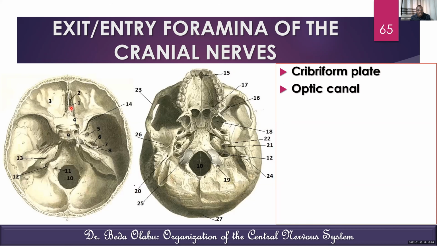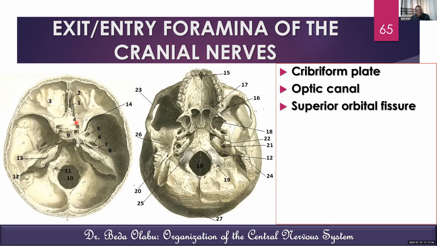Then we have the optic canal, labeled 4. The optic canal is the path where the optic nerve will pass through. The optic nerve is the second cranial nerve. So it comes from here, going to the eye. The olfactory one was passing through here to go to the upper part of the nasal cavity. For optic, it will pass through here to go to the eye.